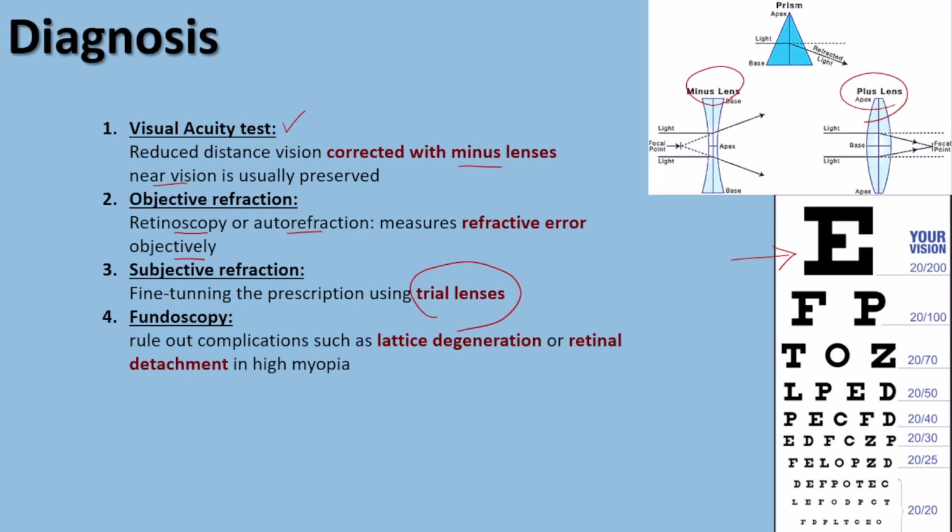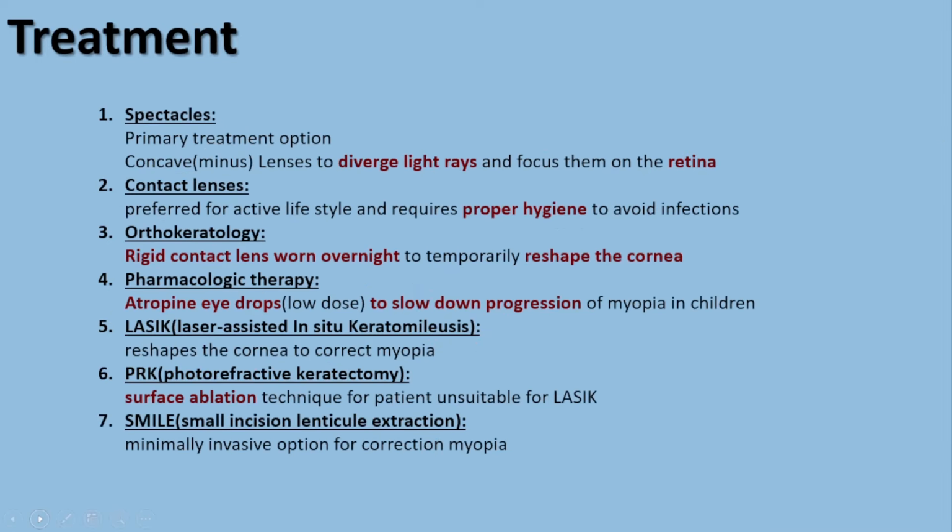Another test that we are going to do here is fundoscopy, and usually fundoscopy doesn't have any major role in the diagnosis of myopia. We are doing this in order to rule out complications like lattice degeneration, which is the thinning of the retina, or retinal detachment in patients who are suffering from high myopia. So what are the treatment options for myopia?